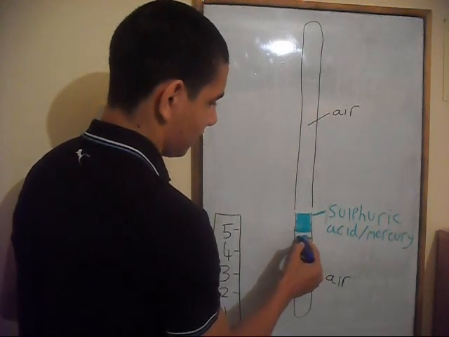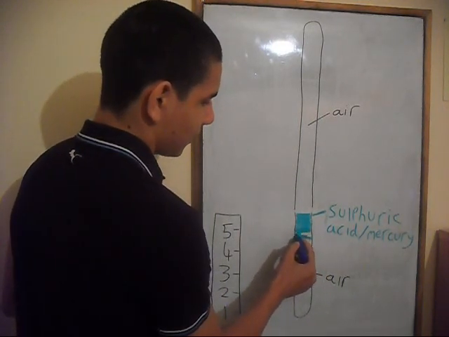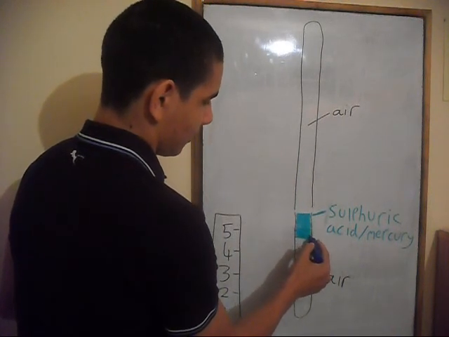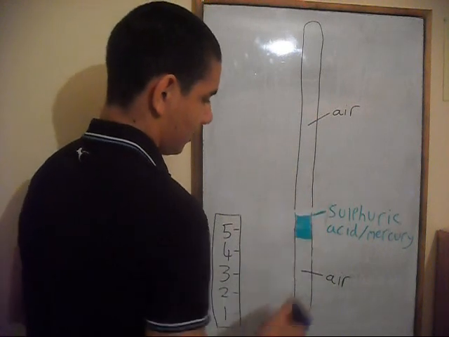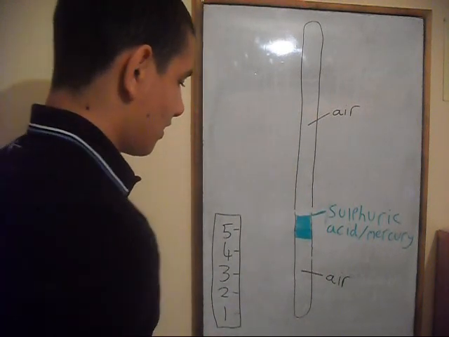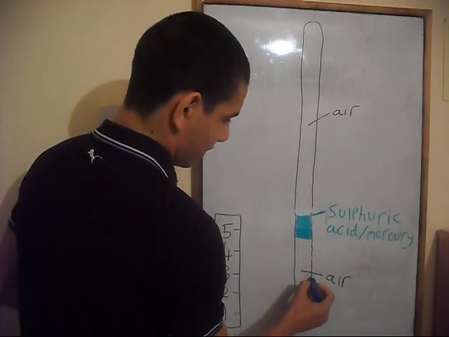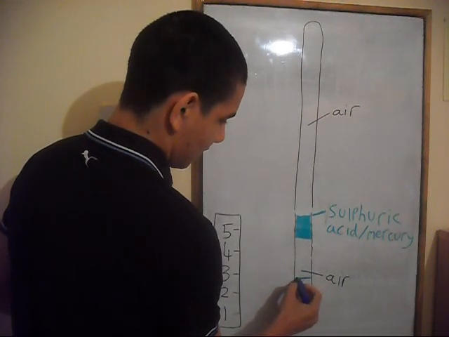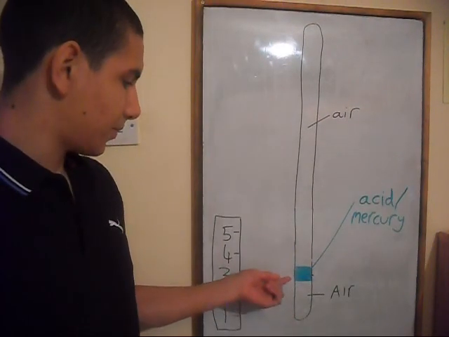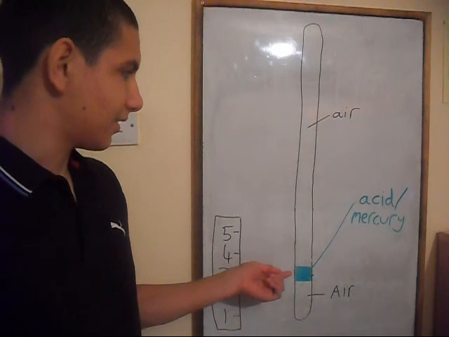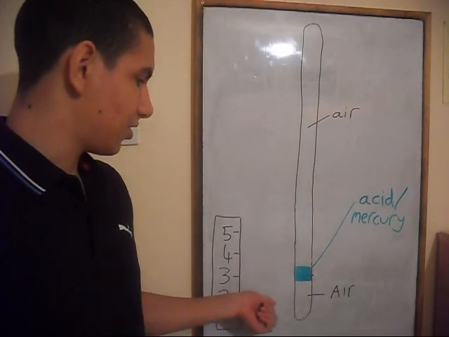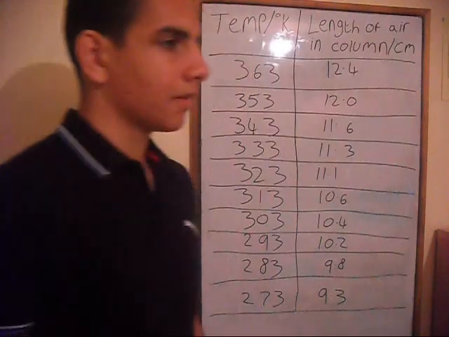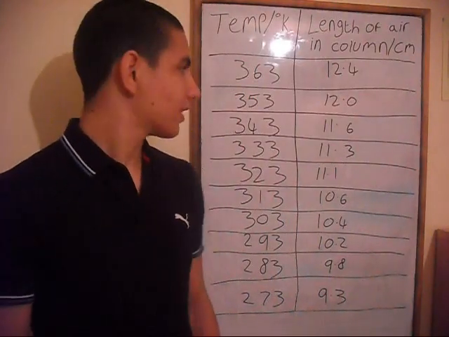We'll use 10 degrees, so at 70 degrees it would have moved down another bit, and by the time we get to 0 degrees the air is going to have contracted all the way down to here. The displacement of this acid or mercury was recorded every 10 degree change in temperature. These were the results I got in the experiment today.